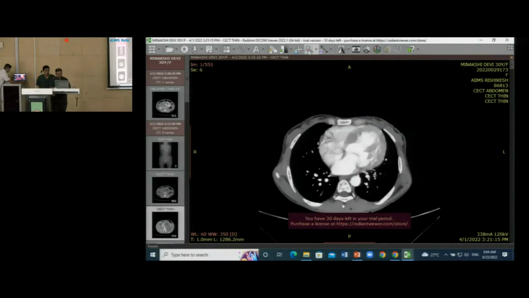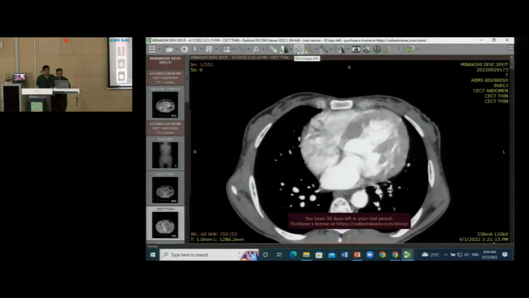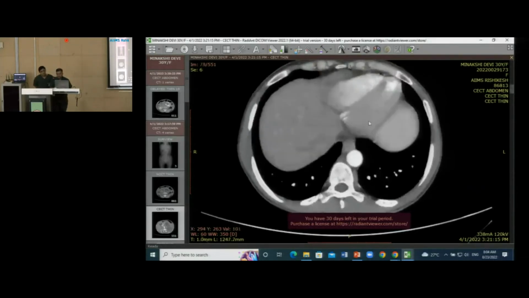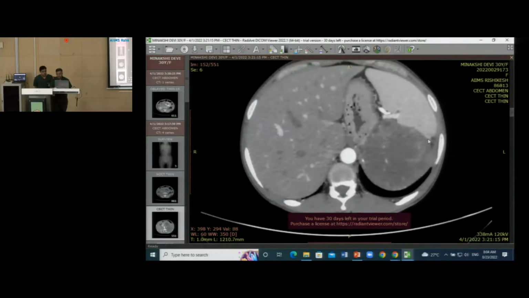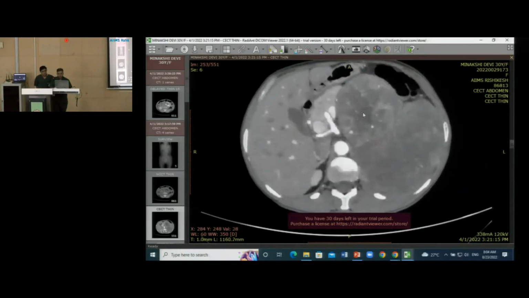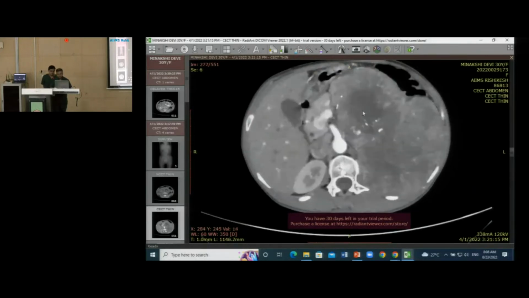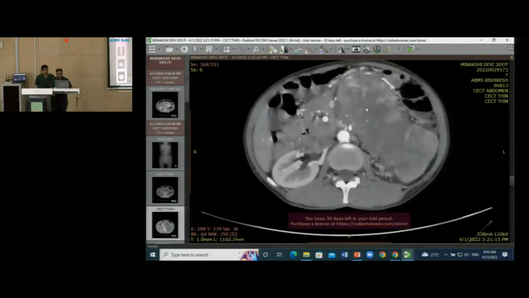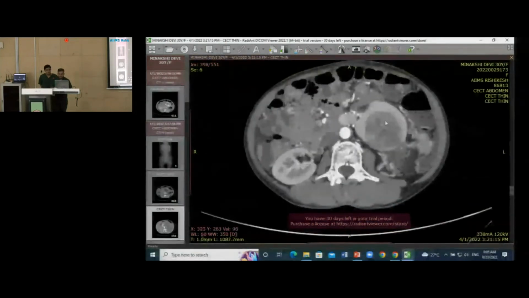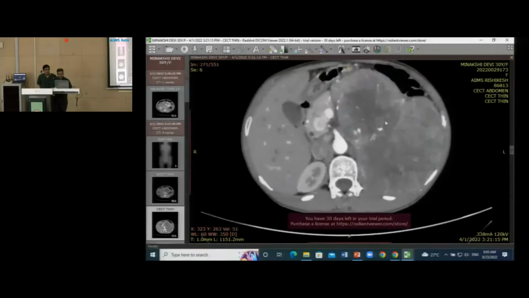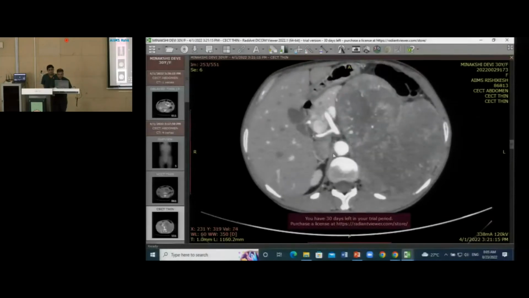These are the post-contrast images. On post-contrast images, this lobulated lesion shows heterogeneous enhancement with non-enhancing areas within. These are the non-enhancing areas. And this lesion has completely replaced the left adrenal gland, and it is displacing the left kidney inferiorly and medially, whereas this is the right adrenal gland, which is seen normally.